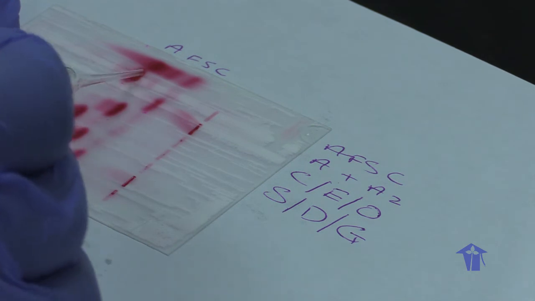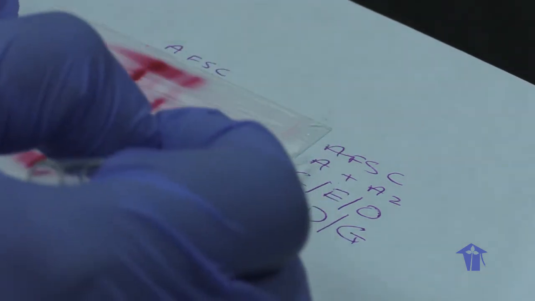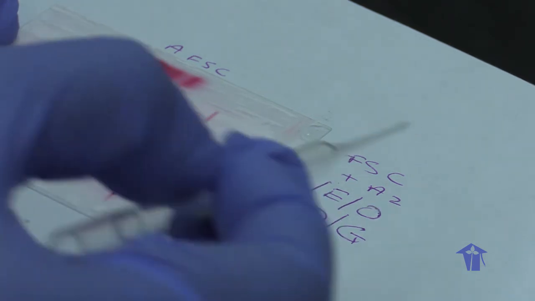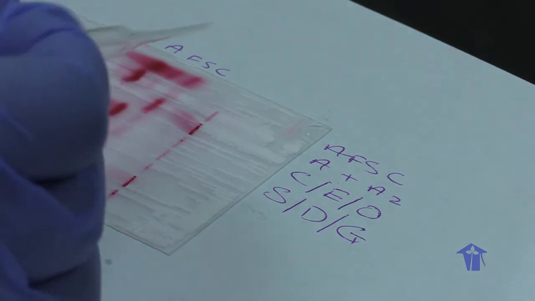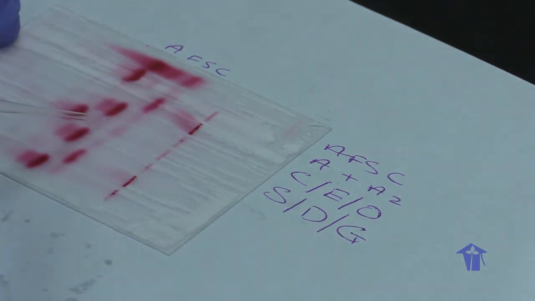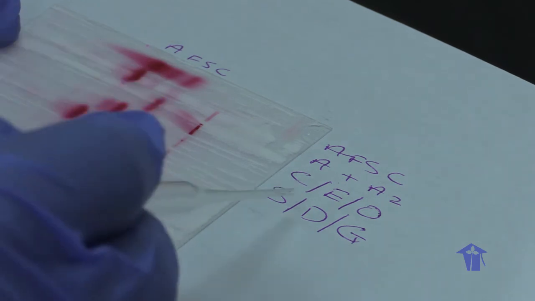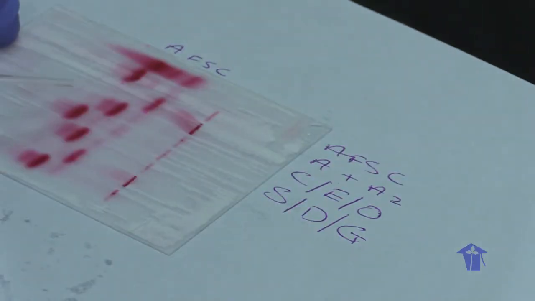So patient 1, we have an A band only, which falls under the control A, which is interpreted as A plus A2. Patient 2, we have a C band only under the control C, which is interpreted as CEO. And patient 3, we have an S band only, falling directly under the control band S, SDG, it is interpreted as. So you can continue interpreting the other bands for the other patients.